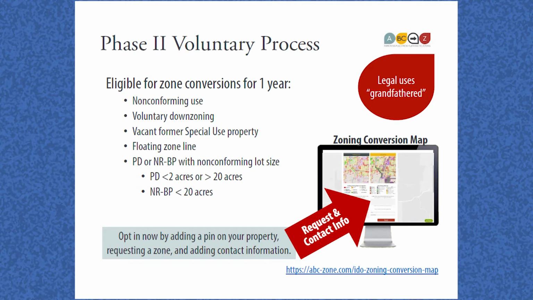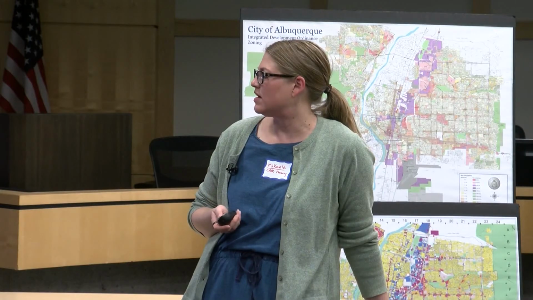If we've made you non-conforming or you were non-conforming before, if you want to voluntarily downzone your property, if you had a special use zone before and you're vacant and you need a slightly different zone, if you've got what we call a floating zone line, meaning you've got one piece of property but there's two different zones on it that don't follow a lot line, we can clear that up through this process. And lastly, if you've got a planned development zone or a non-residential business park zone and you don't match the lot sizes specified in the new Integrated Development Ordinance, then you can come in for a zone change as well.